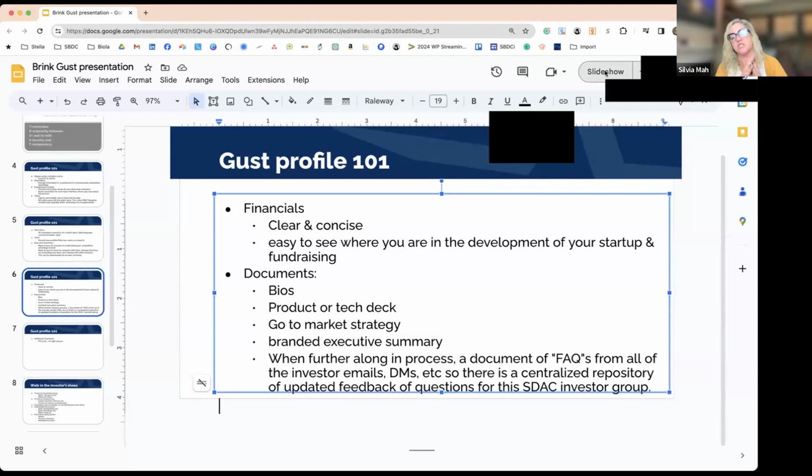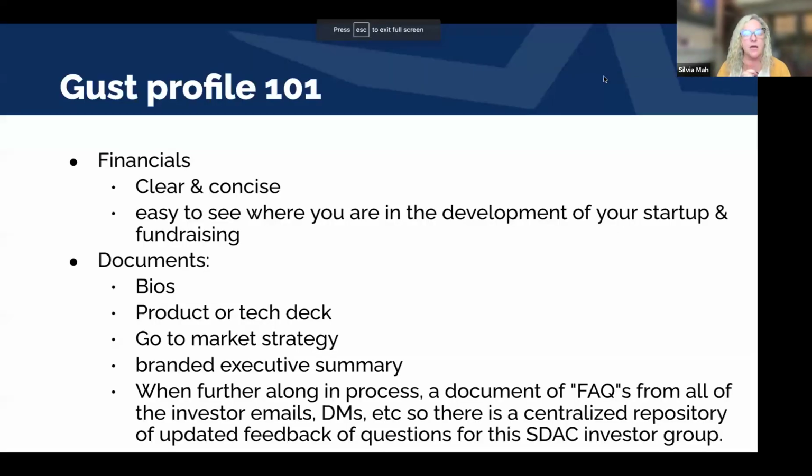So let's just finish out these last little bits. Financials are always kind of easy, clear and concise. It's easy to see where you are in the development of your startup and fundraising. Again, it depends on if you want to get all the way to the finals. Obviously, you want to get all the way to the finals. But if you're trying to get them to quarterfinalist or semifinalist, you want to make sure the financials are super clear to see.